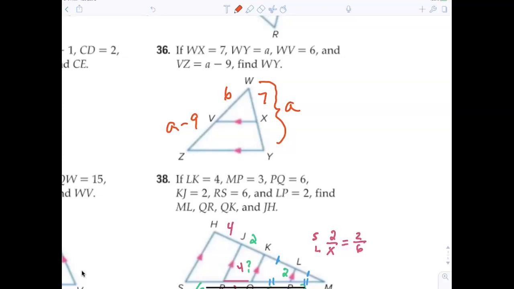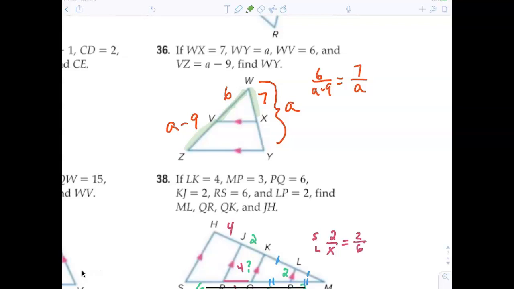Good. I'll write that down. 6 over a minus 9 is equal to. Now you know there's something wrong with that, right? Because look, here's what you're supposed to be telling me. 6 is from here to here. A minus 9 is from here to here, right? 7 goes with 6. But WY doesn't go with VZ. True? So tell me what XY is.